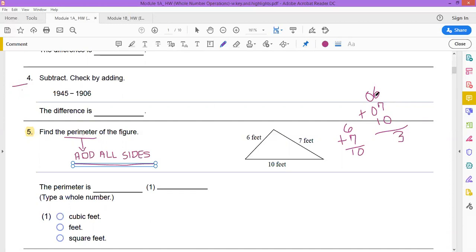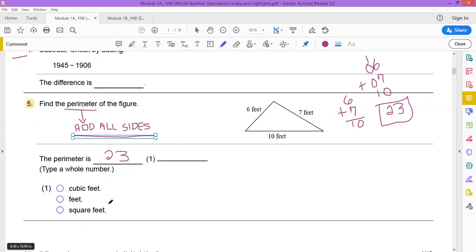We're going to carry the 1. And then 1 in the tens column plus the 1 down here will give us 2. So the perimeter of this triangle would be 23. And we'll fill in that space with 23. Now there's another empty space here where you have to fill in the units. You're asked to choose cubic feet, feet, or square feet. For perimeter, it's a single dimension, we put feet. So we should choose the second option.